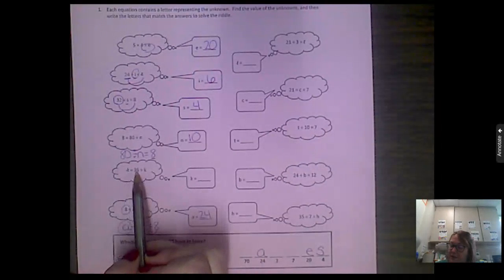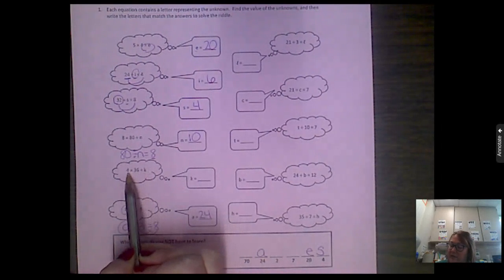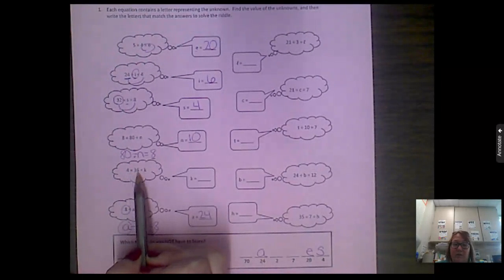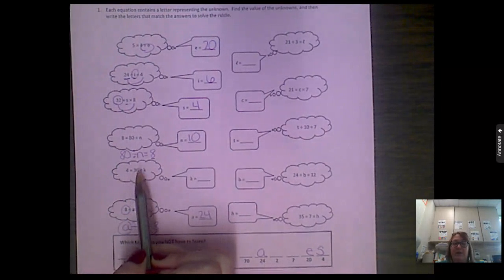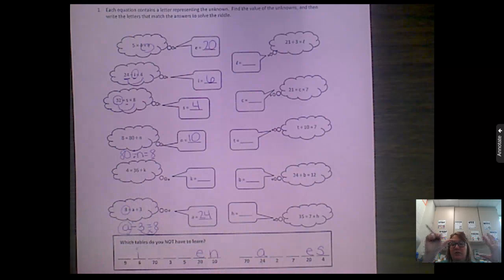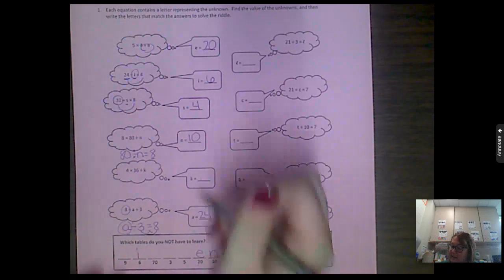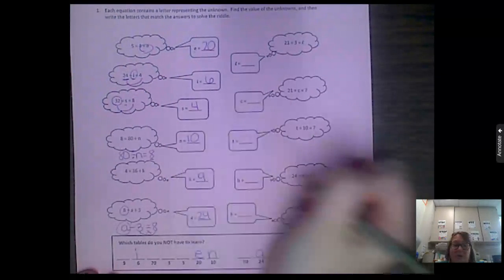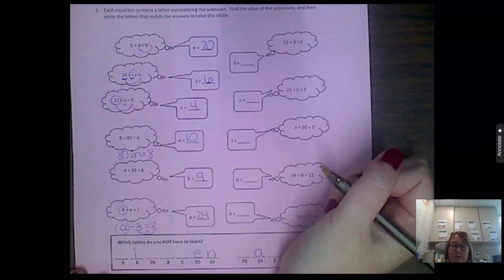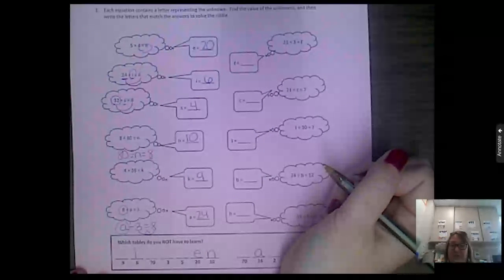Okay. 4 equals 36 divided by K. Okay. We can count by fours so we get to 36. Ready? 4, 8, 12, 16, 20, 24, 28, 32, 36. So that would be 9. So K equals 9. Do we see how knowing those skip counting songs is so important to help us with our multiplication or division?